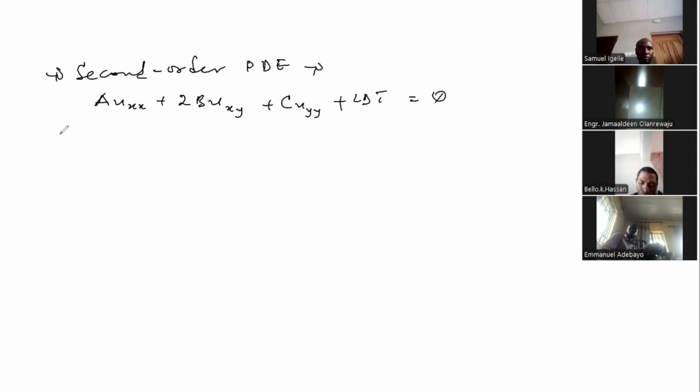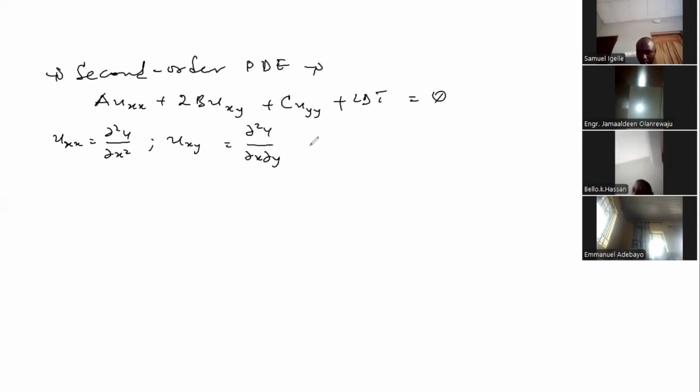So we know that u_xx just tells us that this is the second derivative with respect to x. u_xy is the mixed derivative, so we have the d squared u, dx dy. And u_yy is equally the second derivative, d squared u, dy squared, with respect to y. So what is going to be the discriminant in this case?